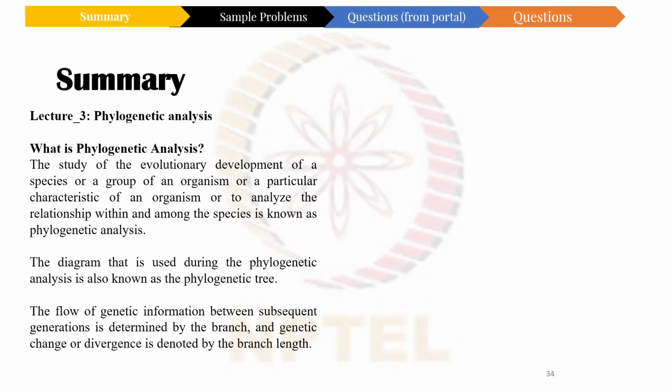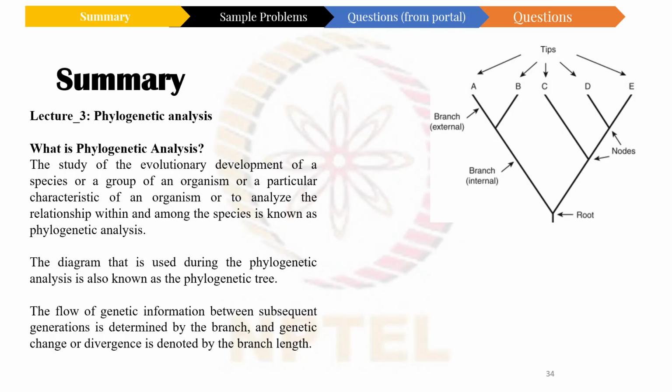the phylogenetic analysis. So coming to the phylogenetic analysis, this is part of the week 4 lectures. The study of the evolutionary development of a species or a group of organisms or a particular characteristic of an organism, or to analyze the relationship within or among the species, is known as phylogenetic analysis. Generally, phylogenetic analysis has branching diagrams that are made to represent the evolutionary history or relationship between the same or different species. The diagram that is used during the phylogenetic analysis is known as a phylogenetic tree as well.